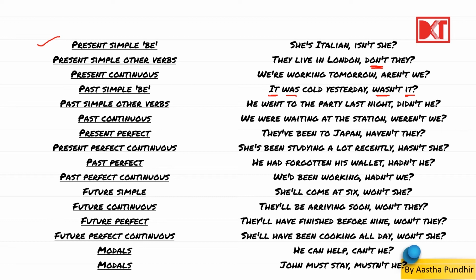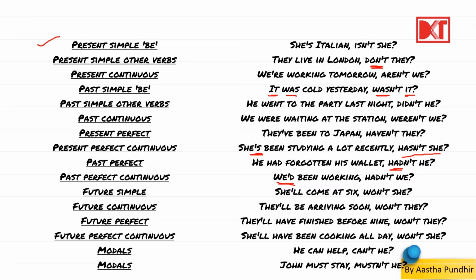In past continuous, we were waiting at the station, weren't we? Present perfect. They've been to Japan, haven't they? Then present perfect continuous. She's been studying a lot recently, hasn't she? She's been, because it is here she has been. So here we use hasn't she. In past perfect, he had forgotten his wallet, hadn't he? Had. Past perfect continuous, we'd been working, hadn't we? Now we'd is a contraction meaning we had.